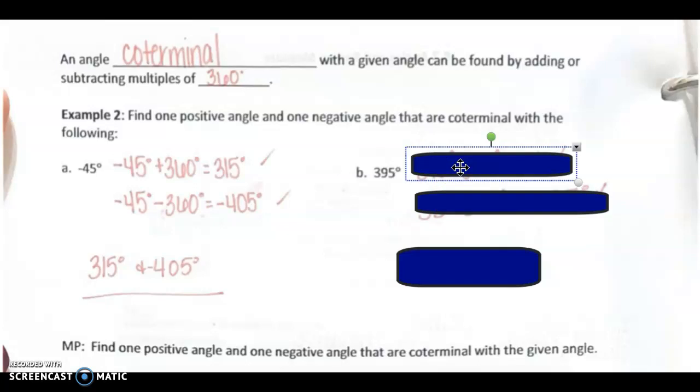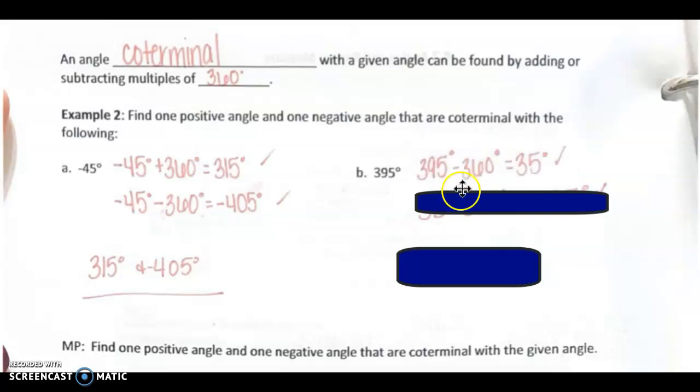Okay, so you have 395. 395 minus 360 is 35, and minus 360 again is negative 325. So this one was a little different, and I forgot to preface with this. You can go ahead and add 360 if you want, and it'll give you a positive angle as well. But as a note, if it's greater than 360, if you go ahead and subtract, just subtract 2 of them, it'll still give you one positive and one negative. So that's a way to do that.